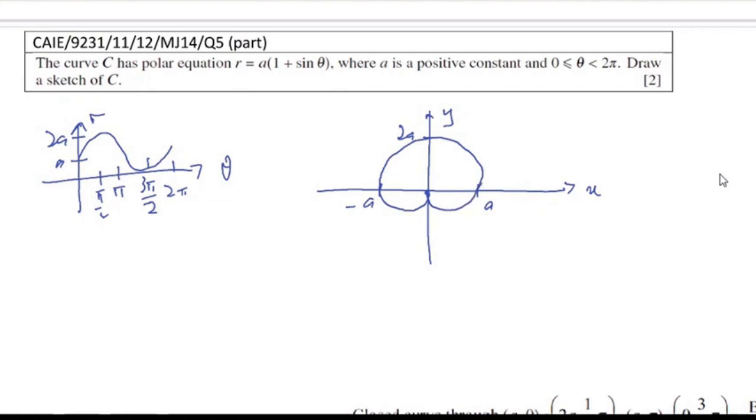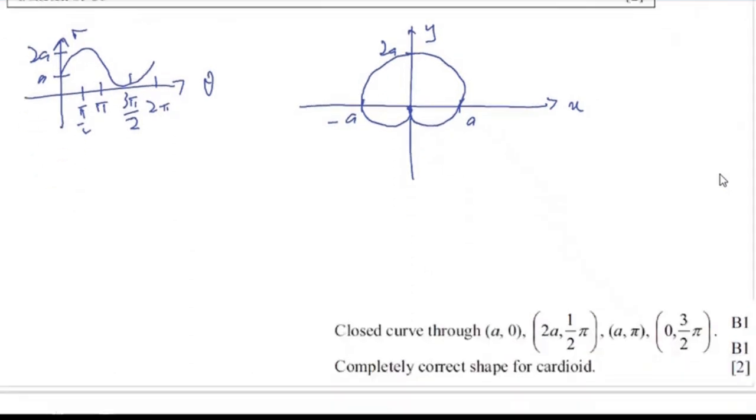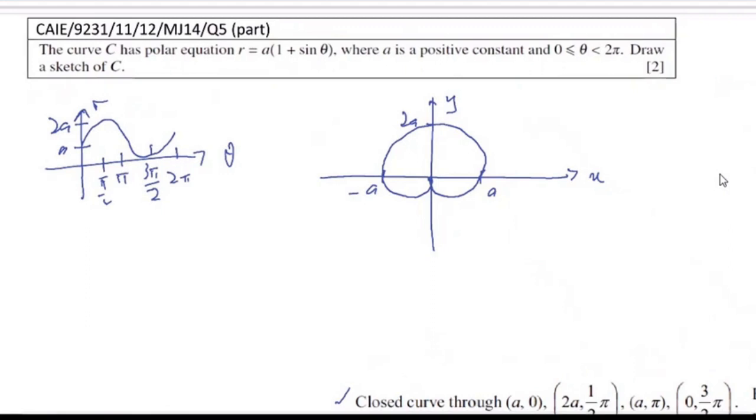And let's just look at how the 2 marks are given here. From the mark scheme, we can see the first mark is given when we have a closed curve that passes through all these points. So these 4 are the polar coordinates. As long as the points that you pass through are correct, then you get the first mark. And the second one is a completely correct shape for the cardioid. So as long as they see something that is like a cardioid, it gives us the mark already. Usually for this kind of question, it's not very difficult for us to do.